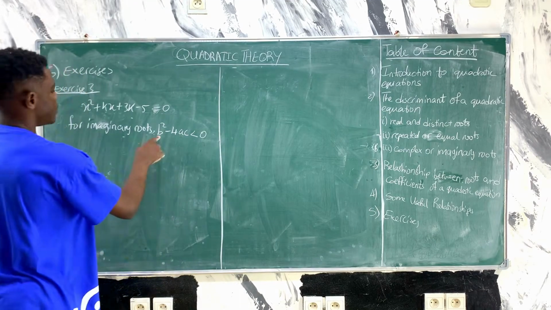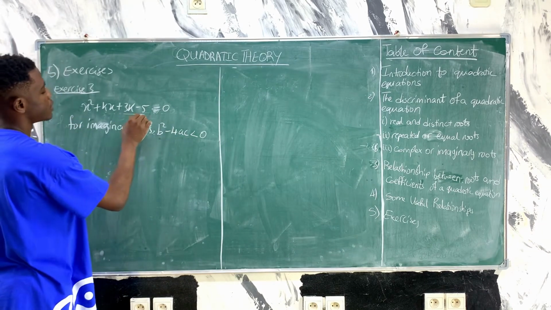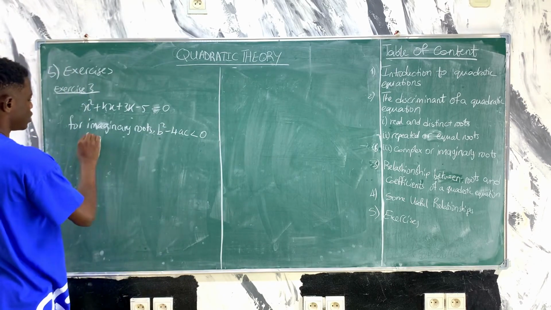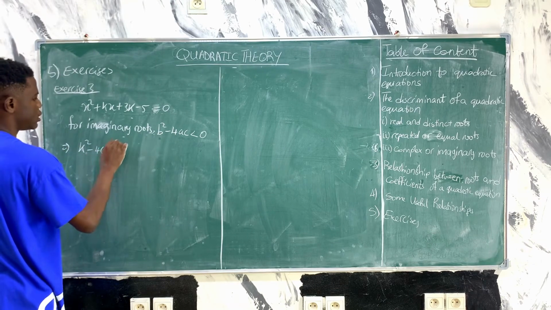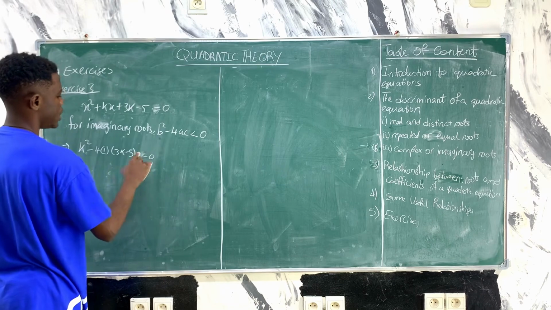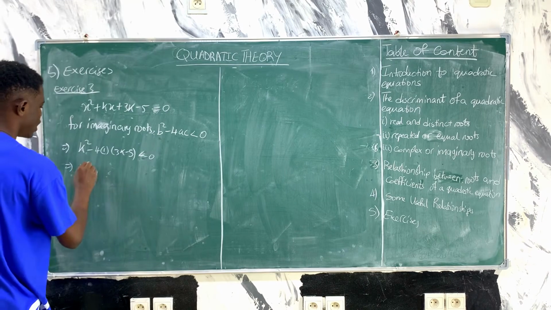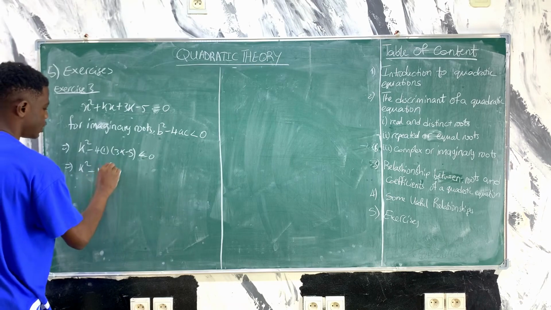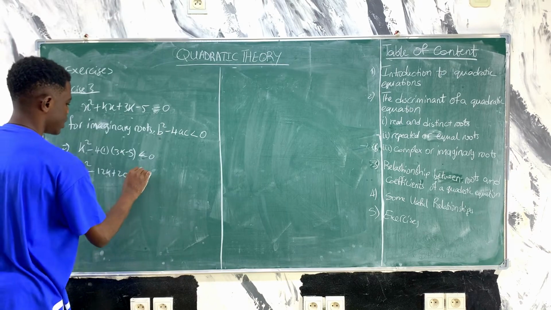So in this case, what is b? b is k, a is 1, and c is everything that does not have x, in this case 3k minus 5. So b squared is going to be k squared, which implies k squared minus 4 times 1 times 3k minus 5 should be less than 0. When I expand here, I'm going to have k squared minus 4 times 3 is 12k, minus 4 times 5 is 20, less than 0.